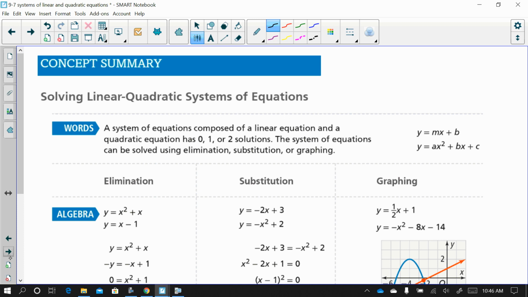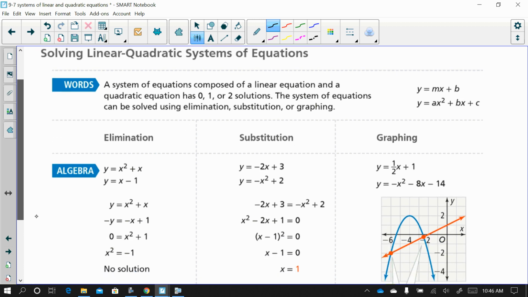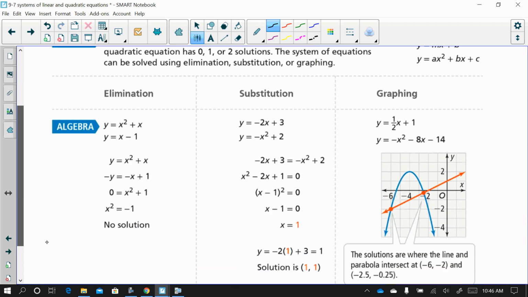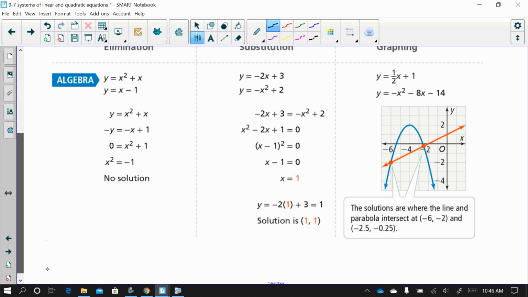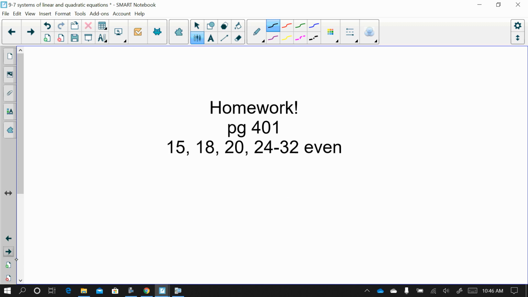So that's what I have for you guys today. So remember, we have 3 methods: substitution, elimination, and graphing. Okay, please make sure you're paying attention to the homework, what method it wants you to do, because I would like you to be able to do all 3 methods. Okay? And here's the homework. Page 401, you're going to do problems 15, 18, 20, 24 through 32 even.